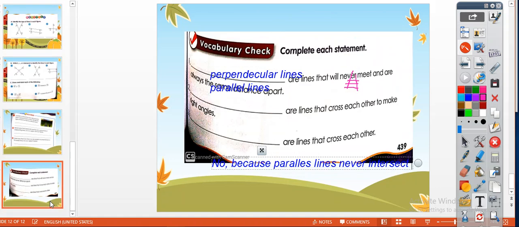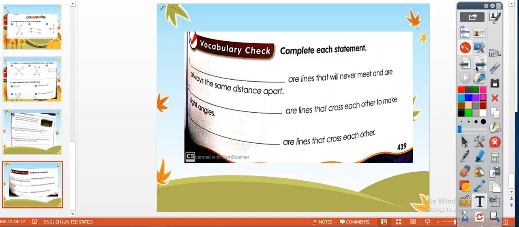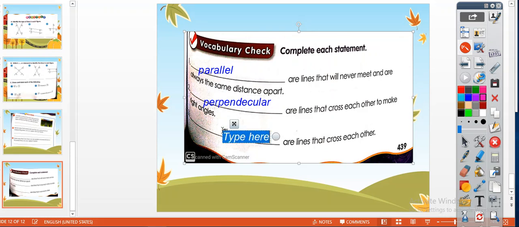So finally, to the vocabulary check. What are the lines that will never meet and always have the same distance apart? Yes, parallel. What are the lines that cross each other to make right angles? Yes, they are perpendicular. Finally, the lines that cross each other are, yes, intersecting lines.